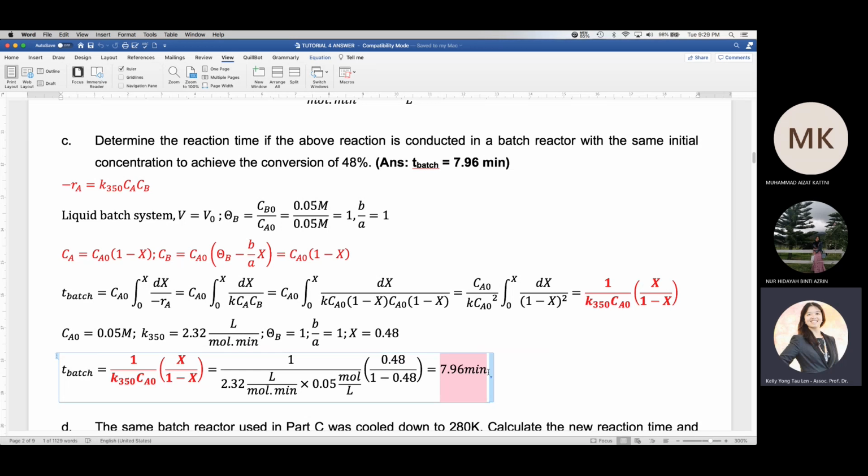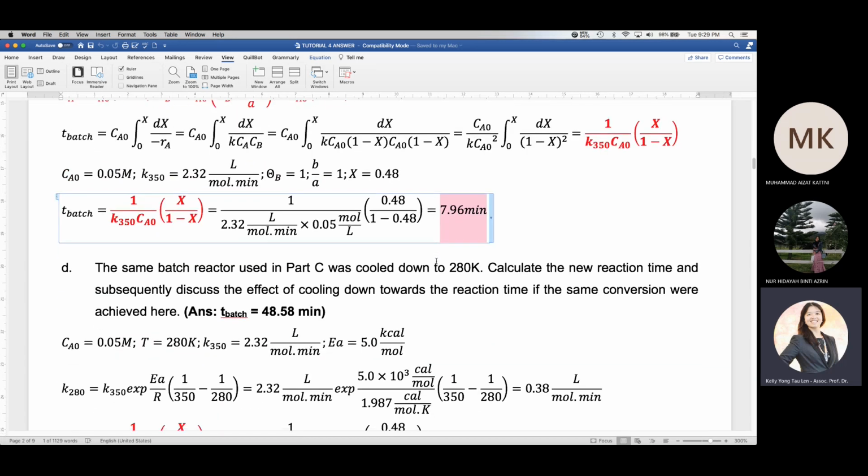Or in simpler word, if I want to conduct this reaction in a batch reactor and I want to achieve conversion of 48%, it will take me 7.96 minutes in the batch reactor. Okay. So done on part C.